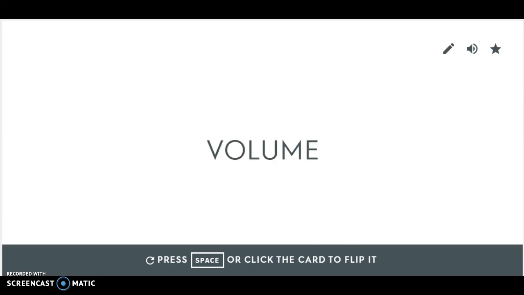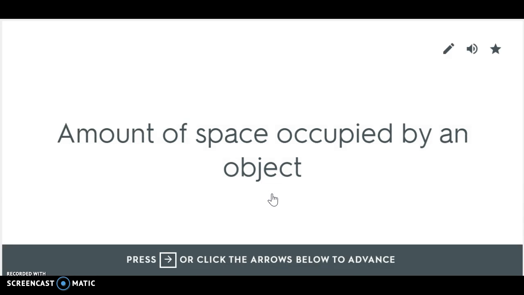All right, so this is section 11.5 vocabulary, and we're going to be looking at the volume of prisms and cylinders. And so first of all, we have to know what volume is. Volume is the amount of space occupied by an object. So if I have a three-dimensional solid, how much can I put inside the solid? That is the volume.